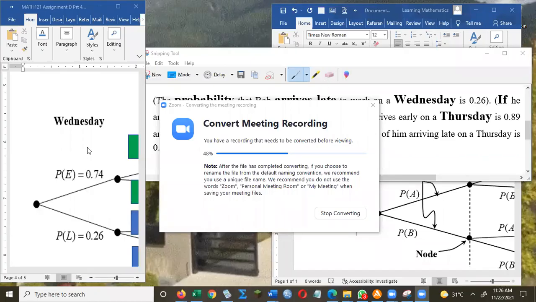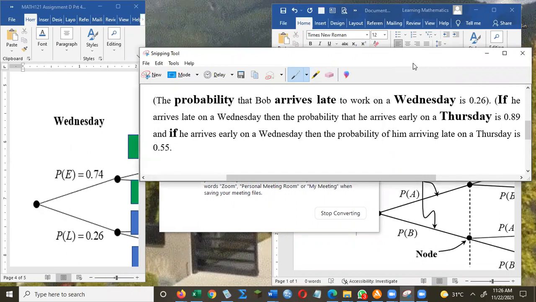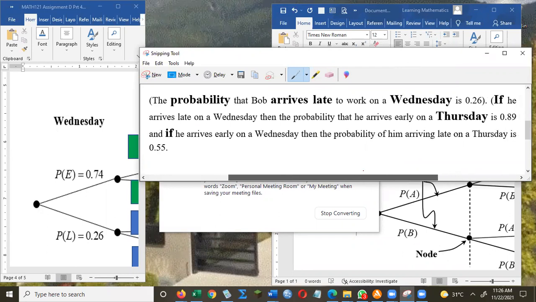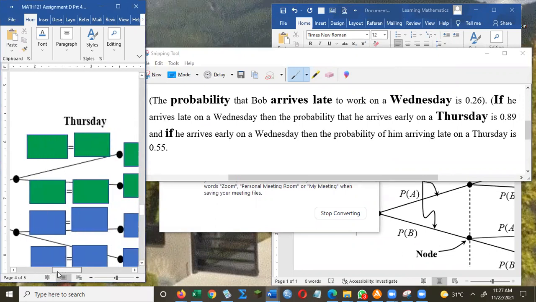Right. So therefore now, that's the first sentence and that is the first section. It continues: if he arrives late on a Wednesday. What can we do with that in terms of conversion to a diagram? If he arrives late on a Wednesday, then the probability that he arrives early on a Thursday.